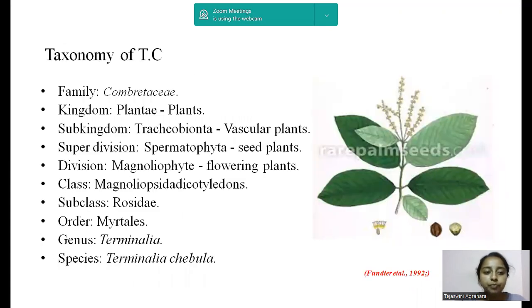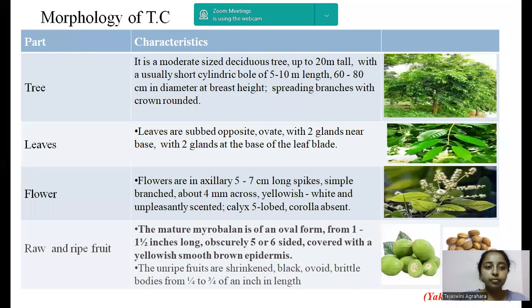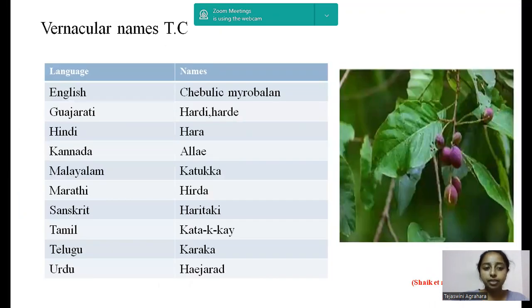And taxonomy. It belongs to the family Combretaceae and the genus Terminalia and the species Terminalia chebula. And vernacular names of TC. In English, it is called Chebulic myrobalan. In Gujarati, it is called Hardi. In Hindi, it is called Hara. In Kannada, it is called Adale. In Malayalam, it is called Katuka. In Marathi, it is called Hirda. In Sanskrit, it is called Haritaki.